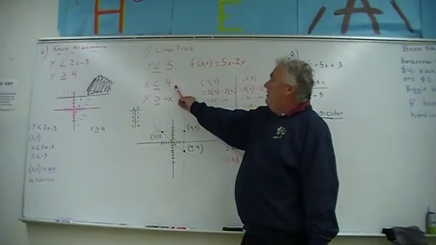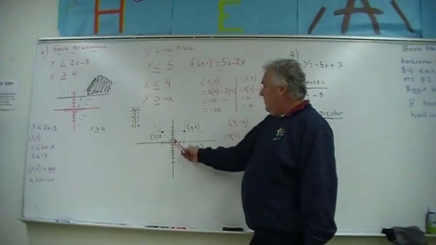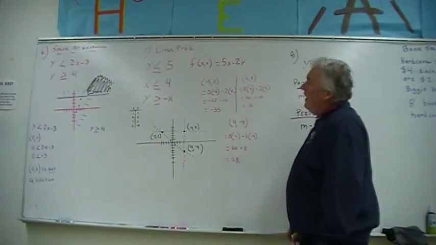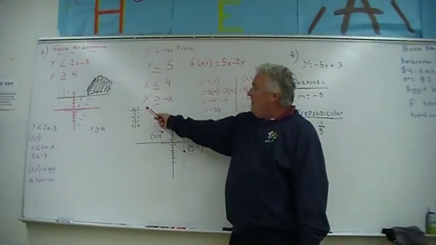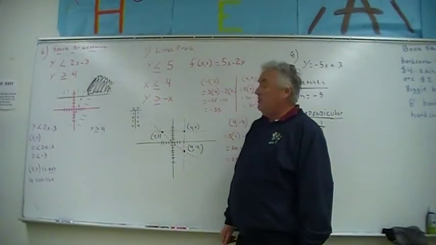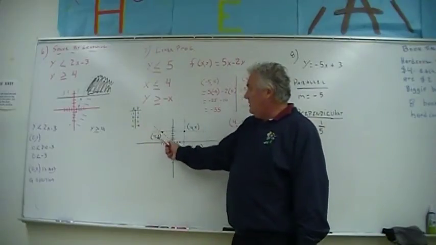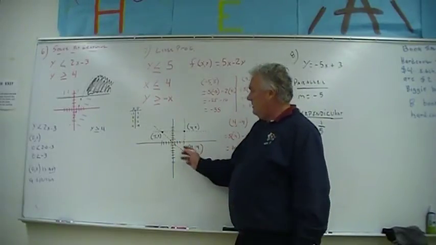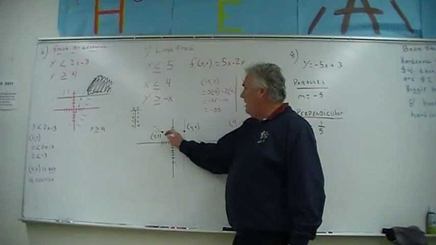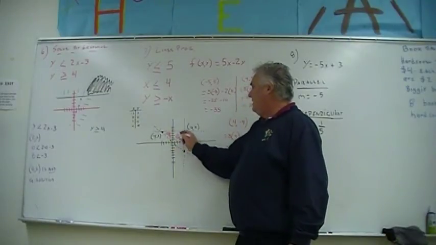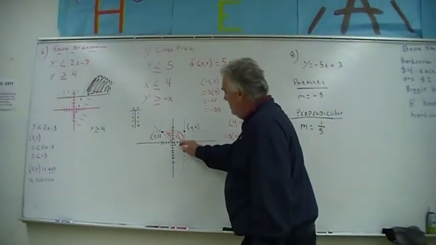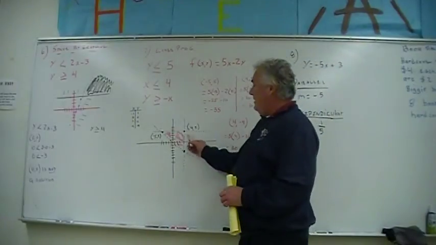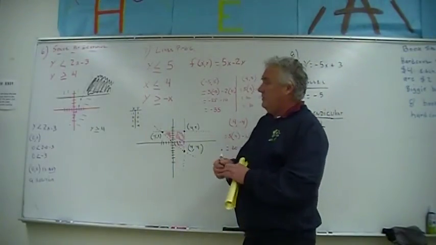X is less than or equal to 4. 1, 2, 3, 4. Everything less than 4 for the x. Y is greater than or equal to -x. I made a little table that you could substitute some values in, and I plotted them. Here is y is greater than or equal to negative x. Here's the line. Now the part that's going to be shaded is this entire section within that triangle.